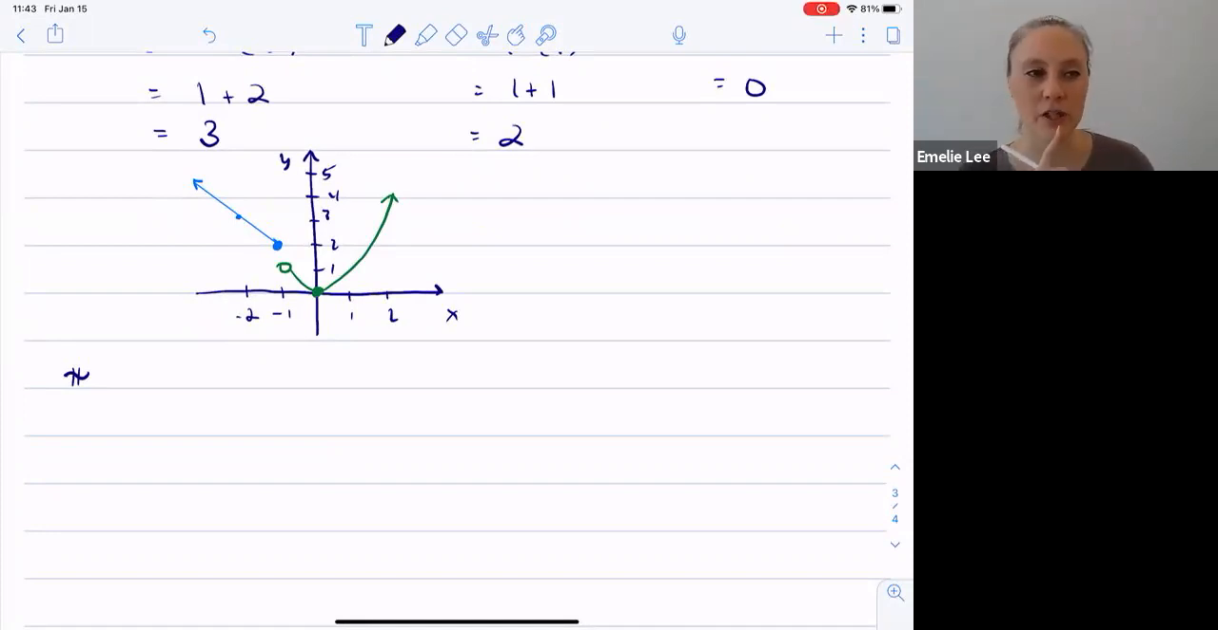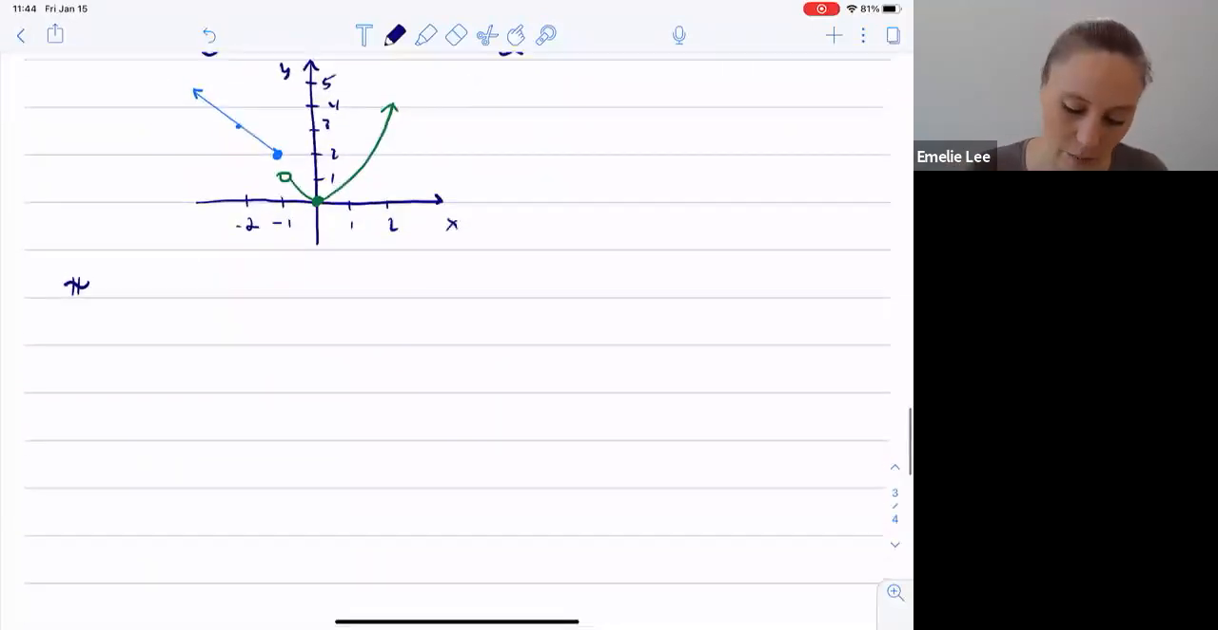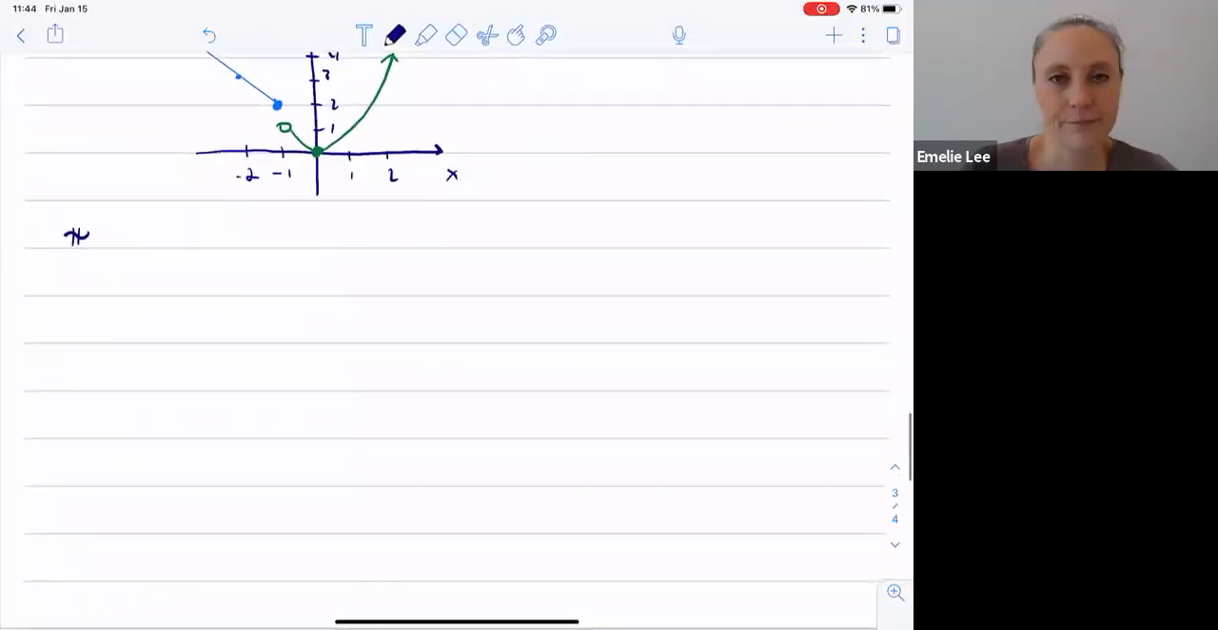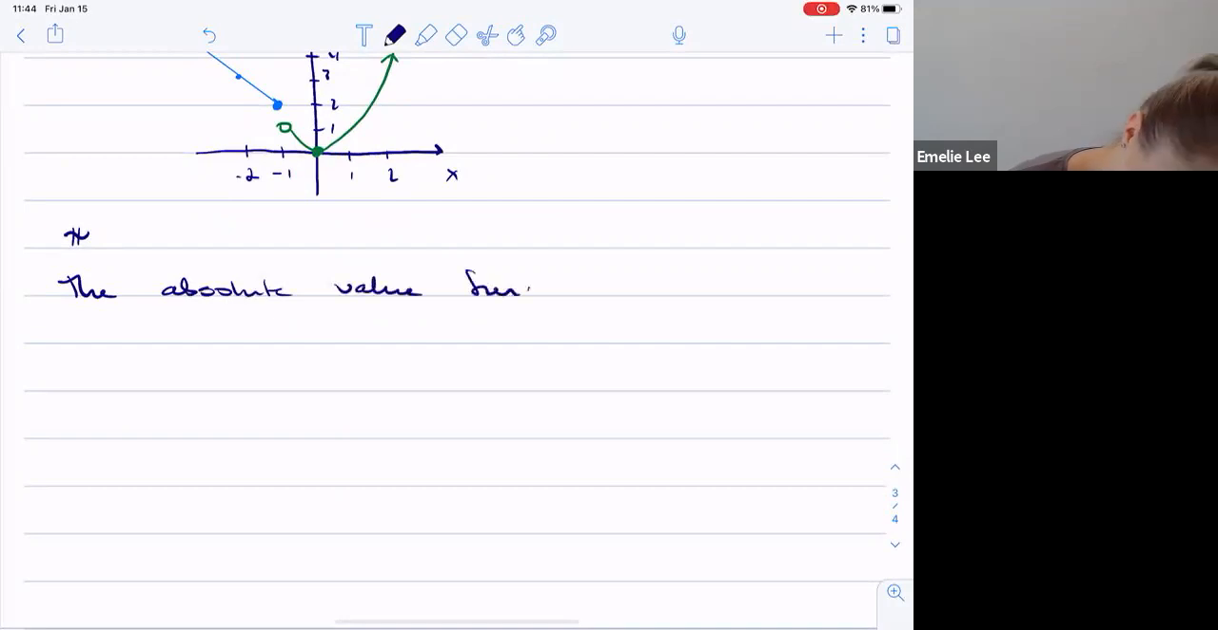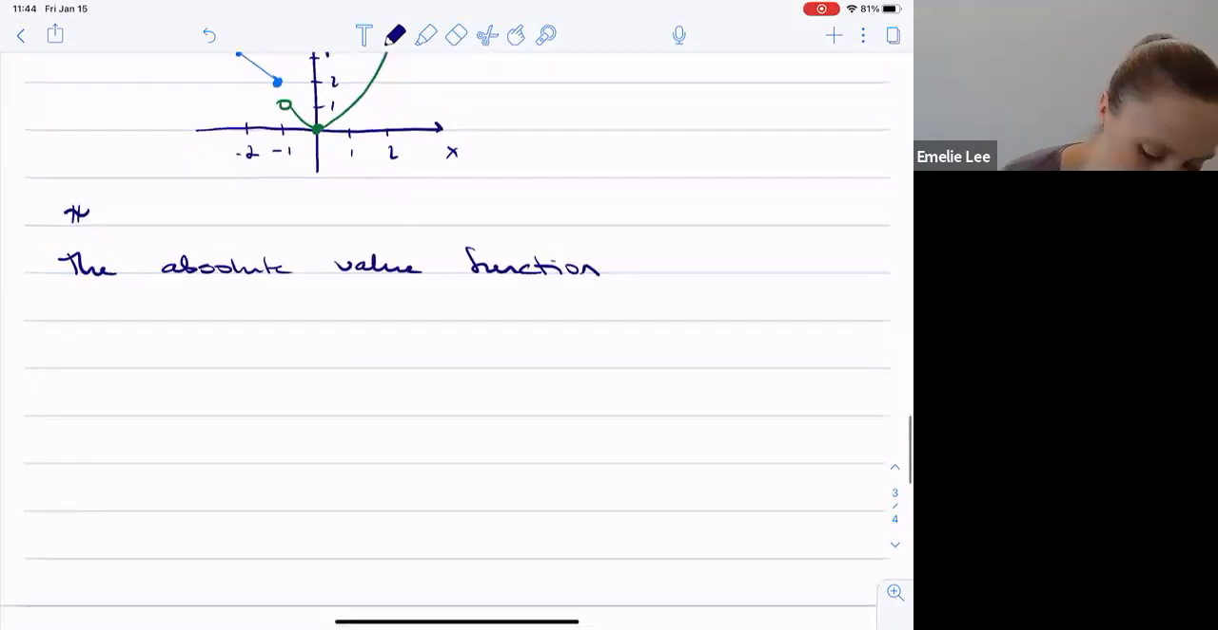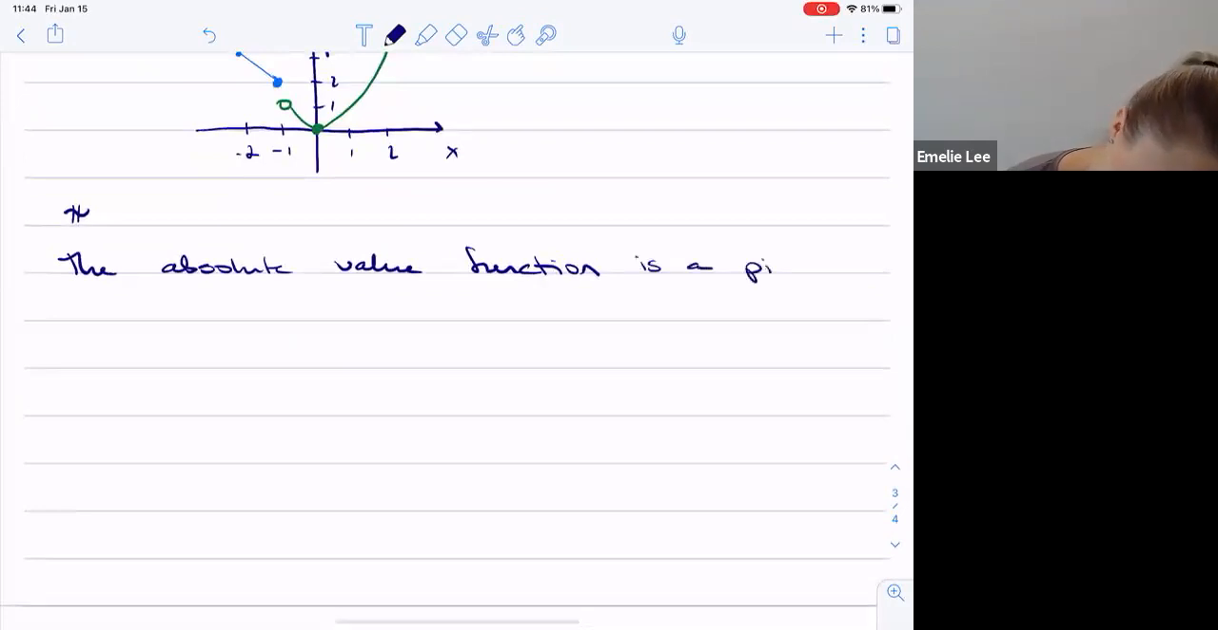The absolute value function is probably a function you've worked with before. In short, it just takes any value, positive or negative, and returns the positive of it, right? So if it's negative, then it essentially drops the negative. There's a little bit more that we'll talk about, but essentially it drops the negative, right? So the absolute value function is a piecewise defined function.